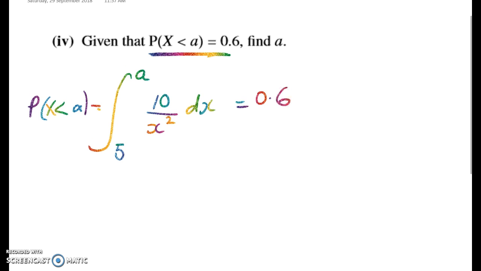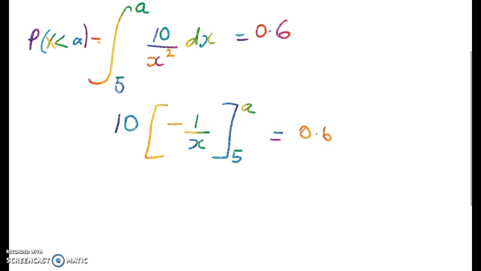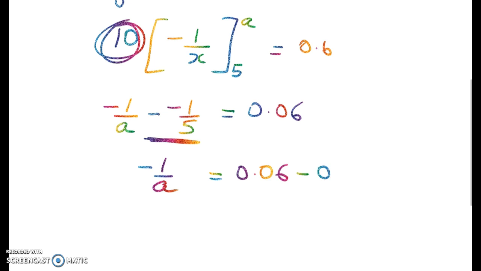And we know that that must equal 0.6. So we can say 10 times negative 1 over x between the limits of a and 5 is equal to 0.6, giving me this: negative 1 over a minus negative 1/5 is equal to, dividing through by 10, gives me 0.06. So negative 1 over a is equal to 0.06. And I'm going to subtract this from both sides. This is negative 0.2. So negative 1 over a is equal to negative 0.14.